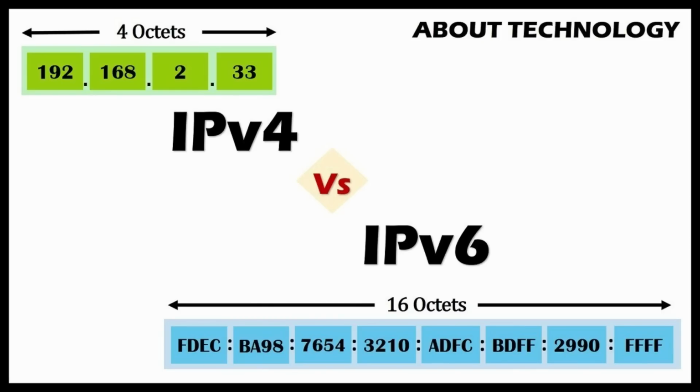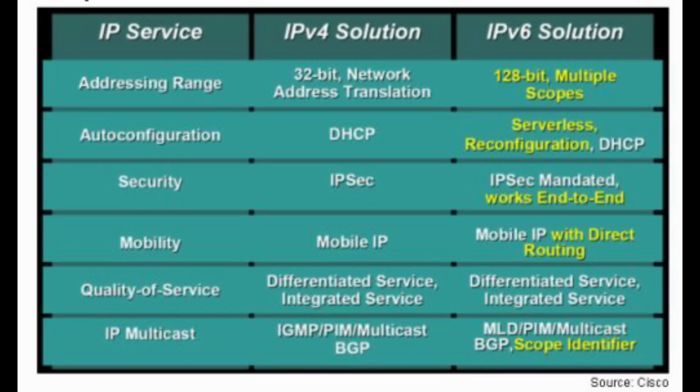Today's topic is IP version 4 and IP version 6. IPv6 is the newest version of the Internet Protocol, designed to replace IPv4, primarily due to its significantly larger address space, which addresses the limits of IPv4's address exhaustion problem.